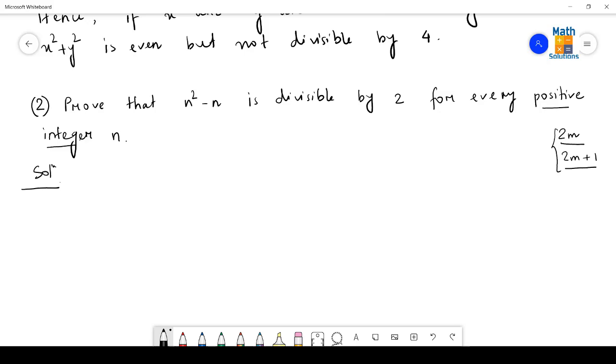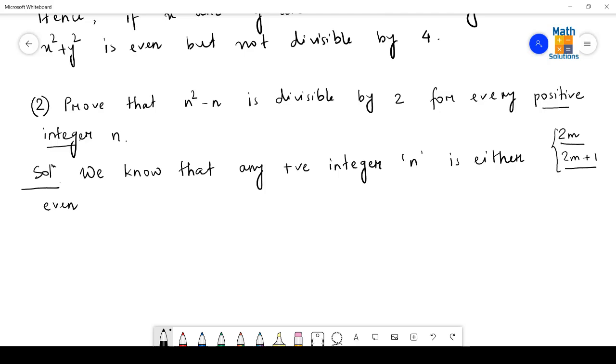So what in the solution part are we going to write? First of all, we shall start our solution in this way. We know that any positive integer, small n, say we are considering any integer n, is either even or odd. So why are we writing this?